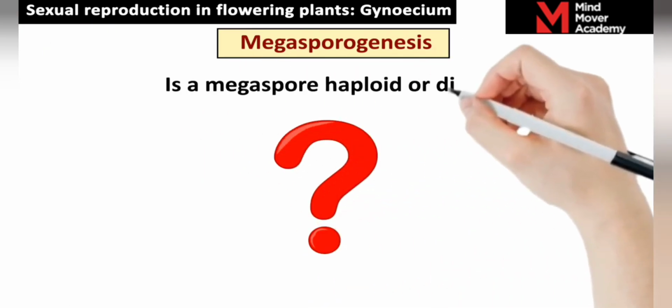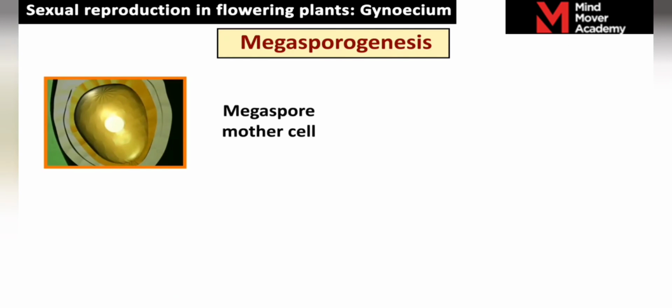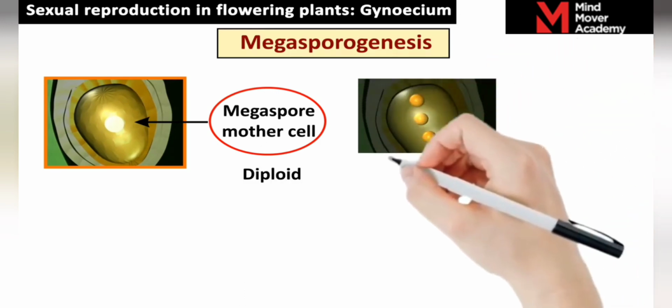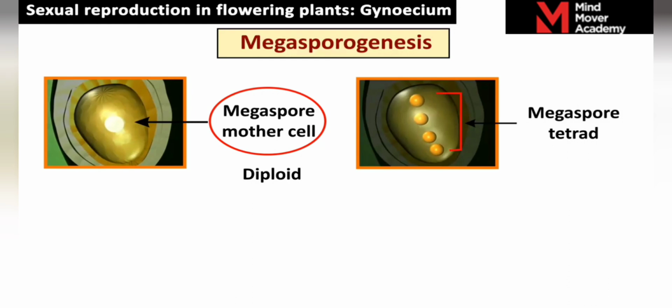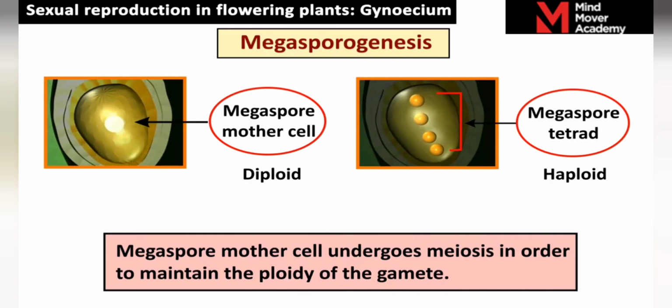Here, I have a question for you all. Is the megaspore haploid or diploid? Think about it. Well, the answer to it is quite interesting. The megaspore mother cell or the megasporocyte is a diploid cell in plants which undergoes meiosis, resulting in the production of 4 haploid megaspores. And this also explains the importance of the megaspore mother cell undergoing meiosis. That is, the MMC undergoes meiosis in order to maintain the ploidy of the gamete.